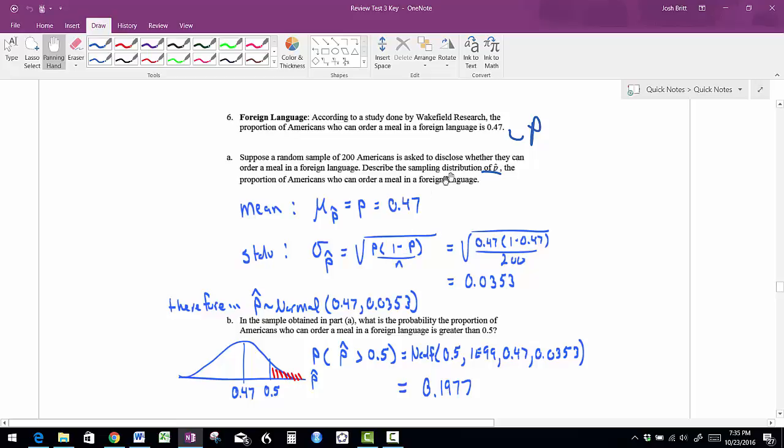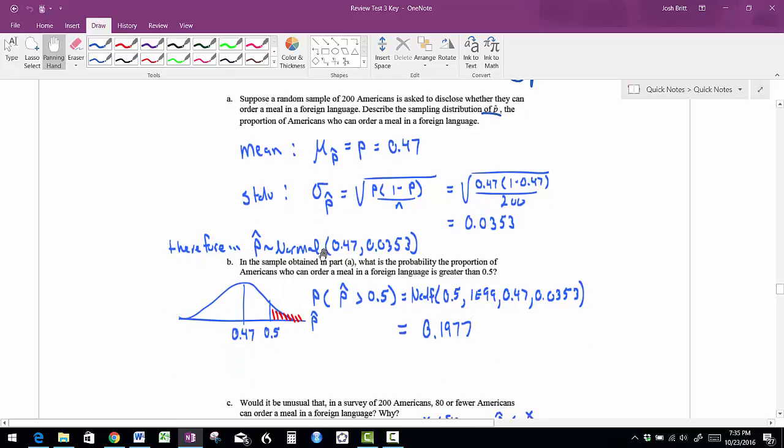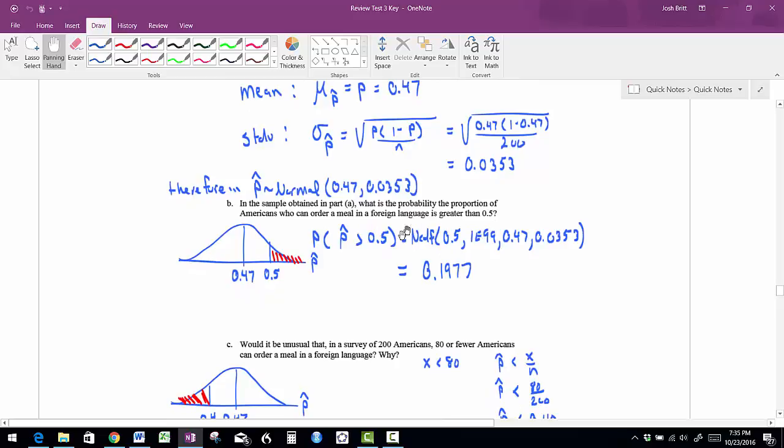Now 8.2, you're going to describe the distribution of p hat. So to get the mean is here, standard deviation is here. P is always given in the problem. Therefore, p hat is normal with this mean and standard deviation. Now you can do normal CDF just like before. So greater than a half: lower bound, upper bound, mean, standard deviation.